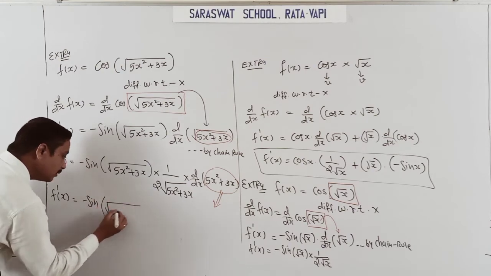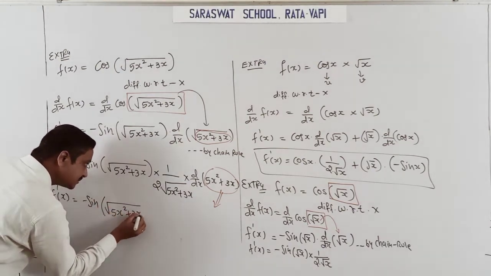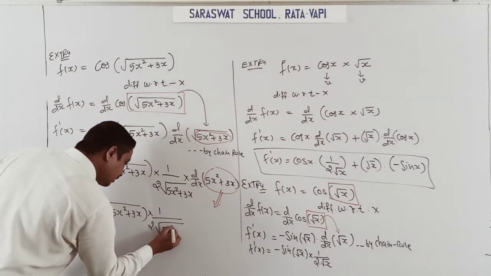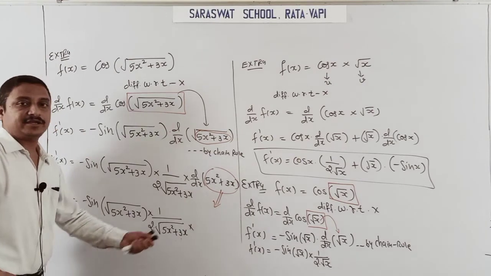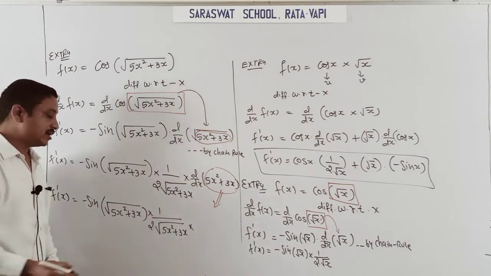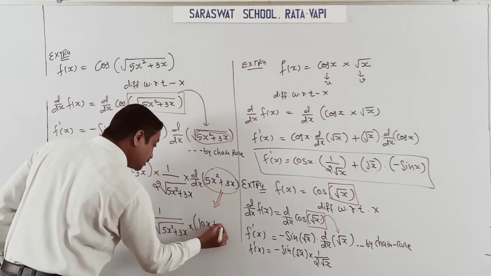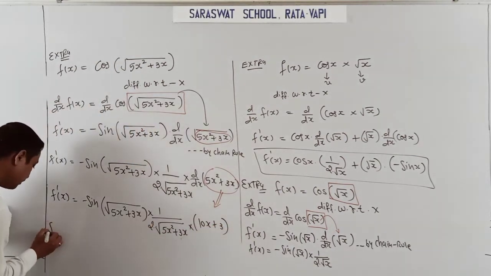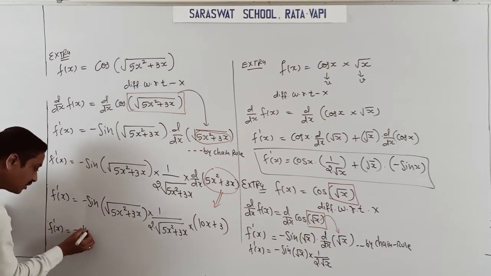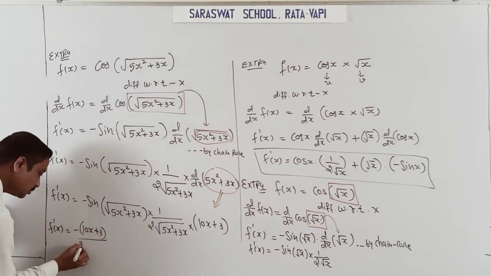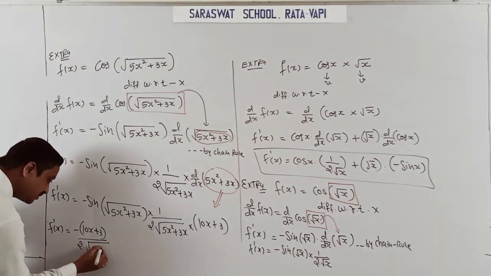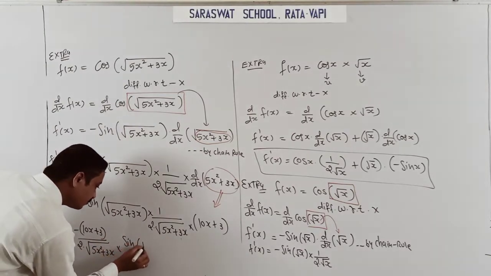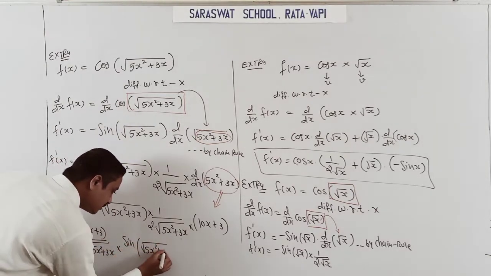is minus sine of under root 5x square plus 3x, this same 1 by 2 under root 5x square plus 3x, and here is the derivative for x raised to n. It is 10x plus 3. Yes, I just rearrange all the terms. So f dash x, my answer will be minus of 10x plus 3 upon 2 under root 5x square plus 3x, and this function is as it is, sine of under root 5x square plus 3x.